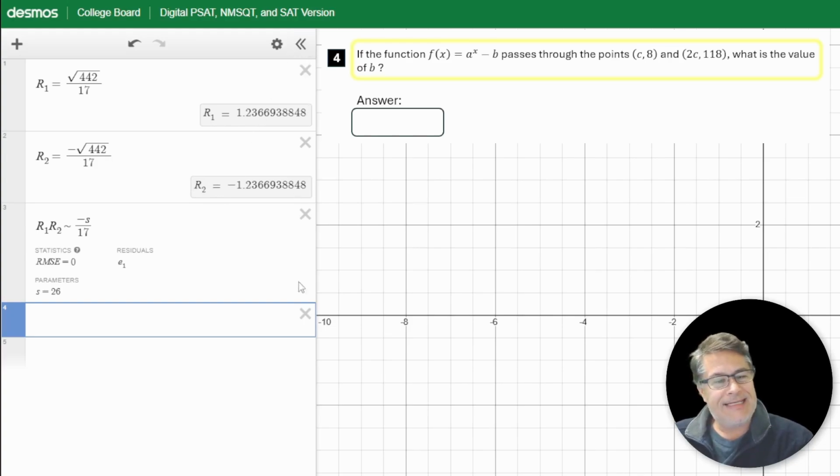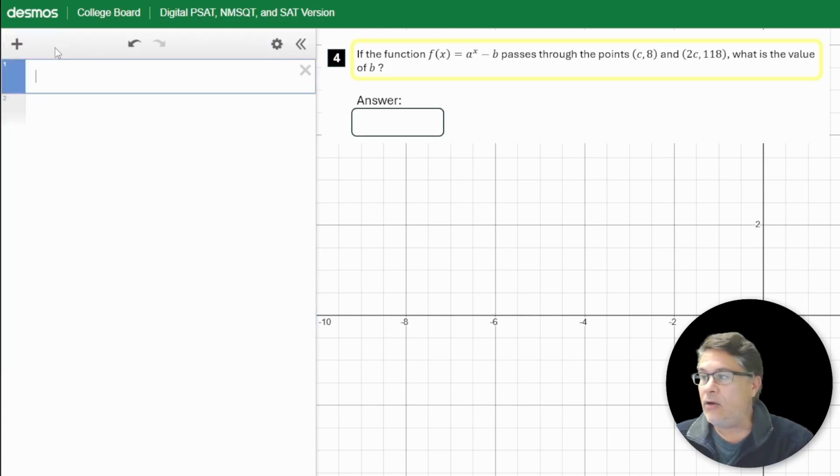Rather than going X on all the lines of your calculations, just hit the gear icon and then delete all, okay? And then everything will disappear and we can start on a clean slate. Let's read this one. If the function f of x equals a to the x minus b passes through the points (c, 8) and (2c, 118), what is the value of b?